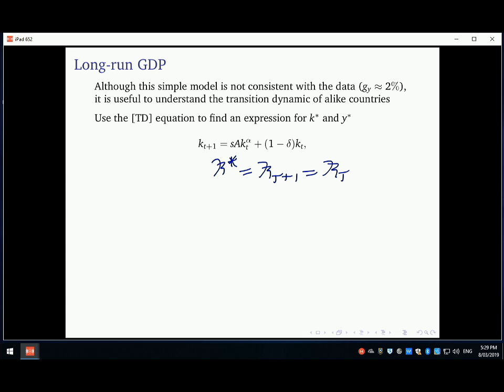Try that out. Don't look at the slides. Just try to do it by yourself. Find the expression for k star based on that equation. Based on those two equations, basically, the one that I gave you and the one that is out there.